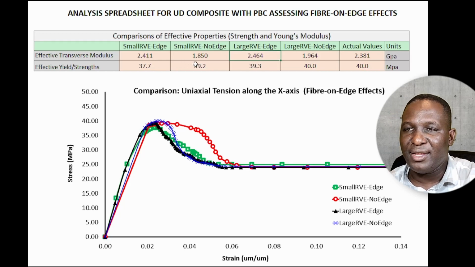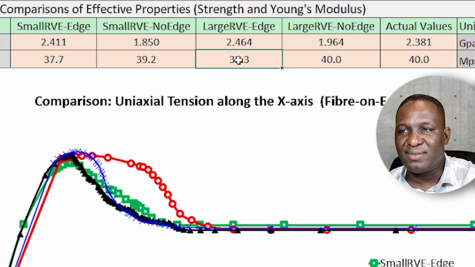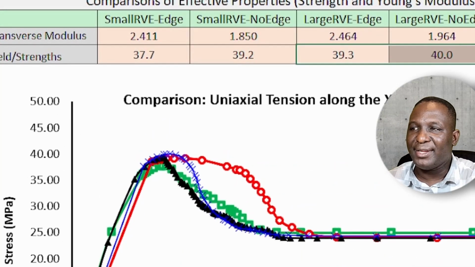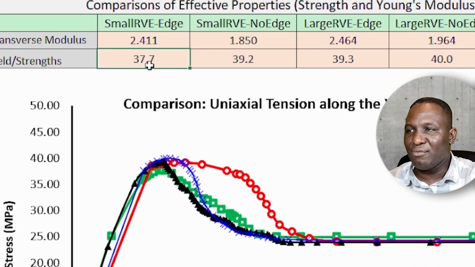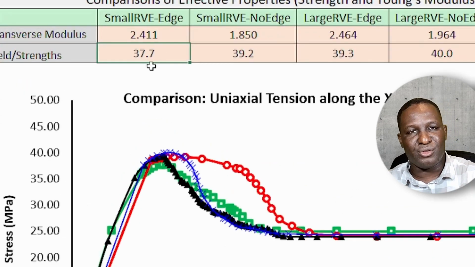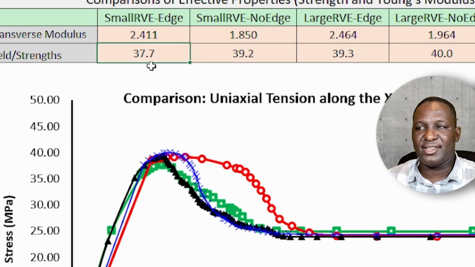Now, in terms of the effective strength, what we'll expect will be 40. And you can see for the large case, because it's quite a sizable system, the strength properties are correctly predicted in both cases, whether you've got fibers on the edge or fibers not on the edge. Okay. However, the strengths are not very well predicted for the smaller RVE with the edge. So this could be due to just one simulation you predicted, but clearly there could be other reasons why this is the case.